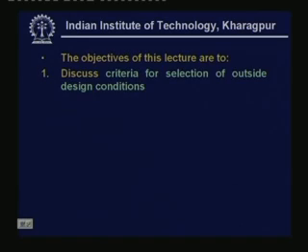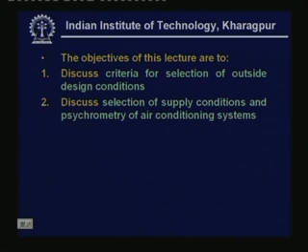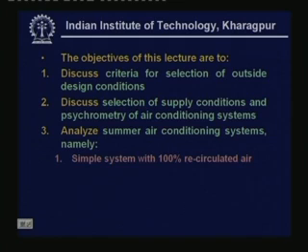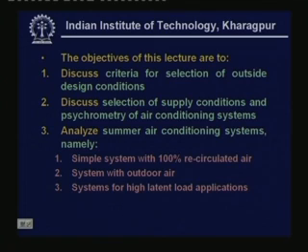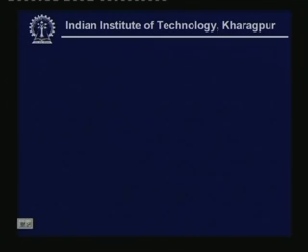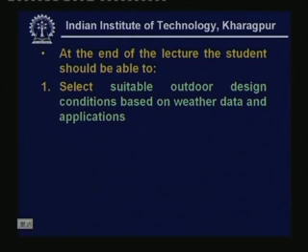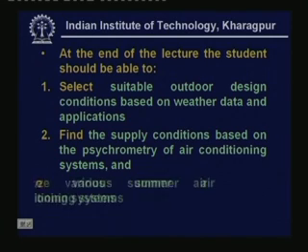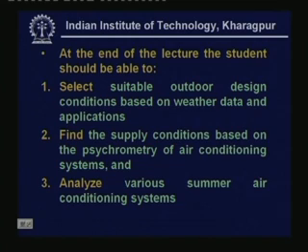So, the specific objectives of this particular lecture are to discuss criteria for selection of outside design conditions, discuss selection of supply conditions and psychrometry of air conditioning systems, analyze summer air conditioning systems, namely simple system with 100% recirculated air, system with outdoor air, then system for high latent load applications. At the end of the lecture, you should be able to select suitable outdoor design conditions based on weather data and applications, find the supply conditions based on the psychrometry of air conditioning systems, and analyze various summer air conditioning systems.